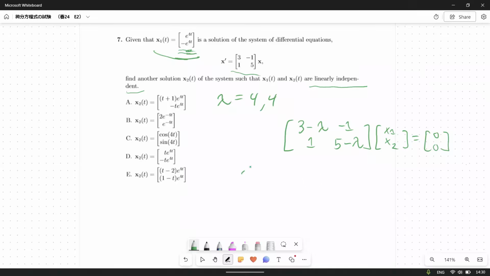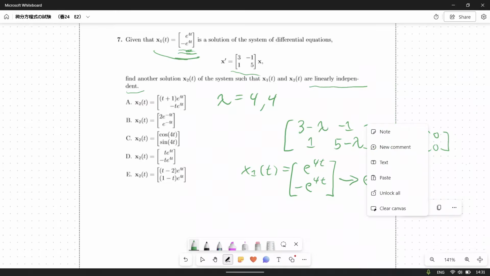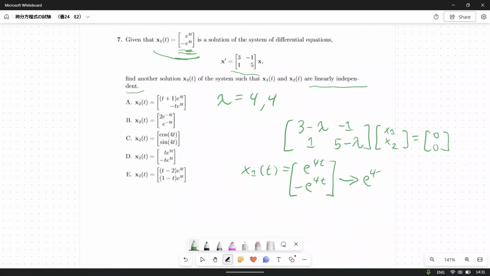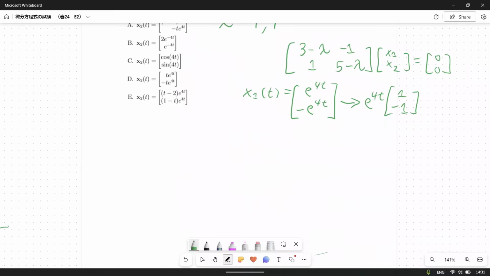I'll write it down here. So we know that x sub 1 of t is equal to e to the 4t over negative e to the 4t. If we take out the e term and split it up, we can find that the eigenvector for this solution is 1 and negative 1. And so now that we have this eigenvector, we can use this to come up with our second linearly independent solution.